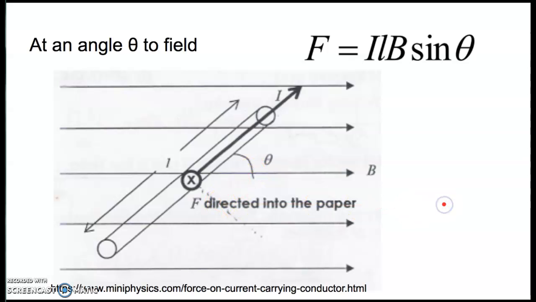So just to recap, you've got the force, the equation, and that's if you've got a current carrying conductor, length L, in a magnetic field B.